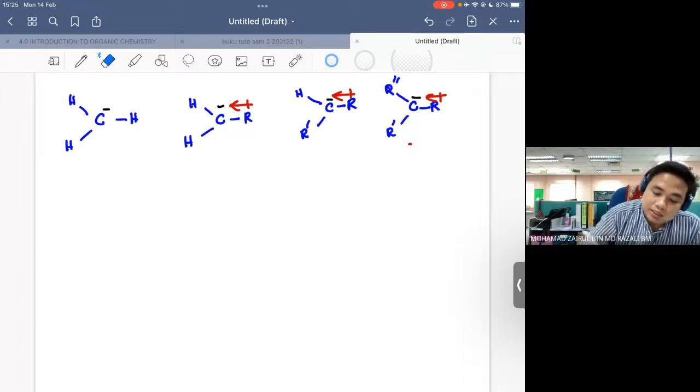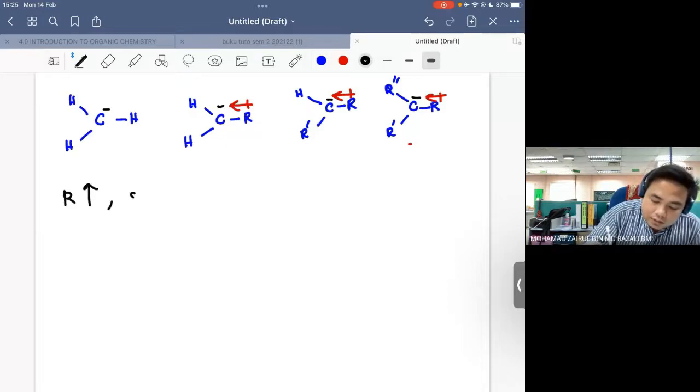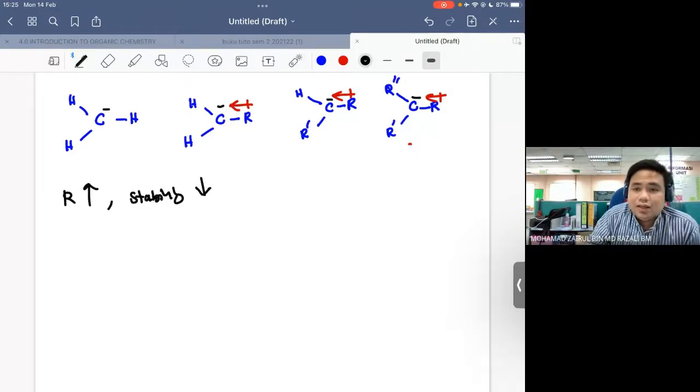So what this means is that for a carbanion, when the number of alkyl groups increases, the stability will decrease. Why? The carbon is already negative enough. If the carbon is already negative enough, why would it want to get more electrons from others? So that's why, when the number of alkyl groups surrounding the C minus increases, the stability of the carbanion will also decrease. So for carbanion, methyl carbanion is more stable compared to primary. Primary is more stable than secondary, and secondary is more stable than tertiary. Alright, so far any other questions? Any questions?